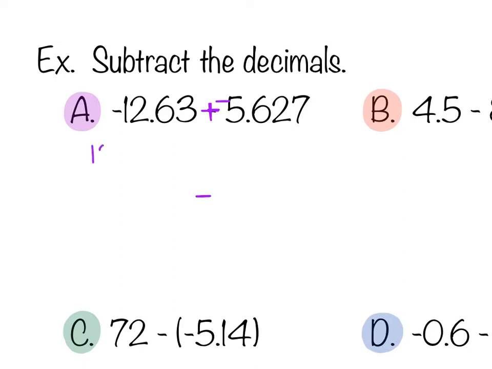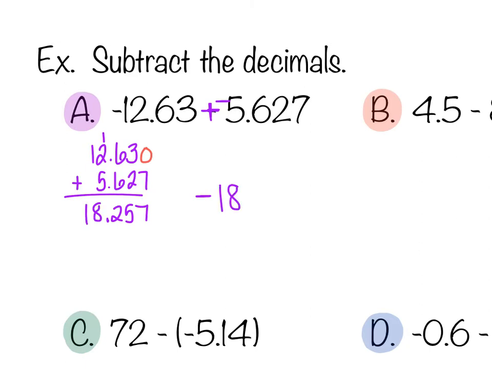We're going to put the larger number on top. 12.63 is our larger number. Then we're going to put 5.627 on bottom, and we're adding because they have same signs, which means I can add an extra 0 in here. 0 plus 7 is 7. 3 and 2 makes 5. 6 and 6 makes 12. Drop down the decimal point. 1, 2, and 5 makes 8, and 1 and nothing makes 1. So we have negative 18.257.